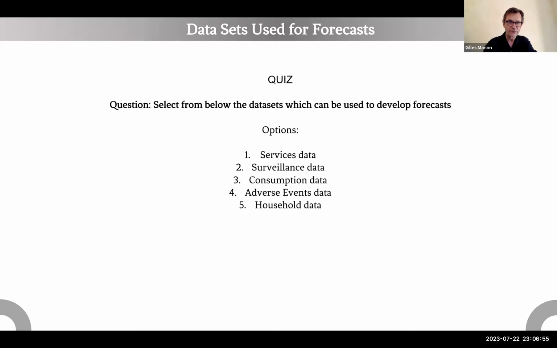Jill, I'm trying to launch the poll, something is wrong. Okay, we are launching a quick quiz. It's just really for you to see. You have the options written here: service, surveillance, consumption. You will have a box to answer. I see people starting to answer on the chat, but that won't be that helpful. I have to log in again, give me a second. The meeting will not be stopped, don't worry. We are trying to handle the technical side of things.